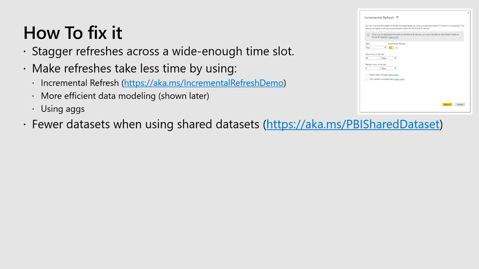And those generate two different data sets on your capacity that get loaded at the same time, each with its own refresh schedule, and it's just inefficient. By using shared data sets, you're basically preventing that phenomenon from happening and making sure that there's only one version that needs to be updated.